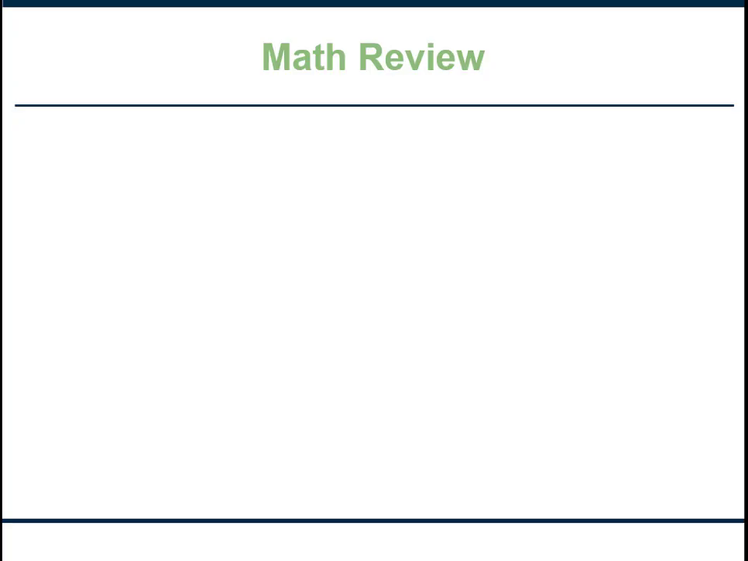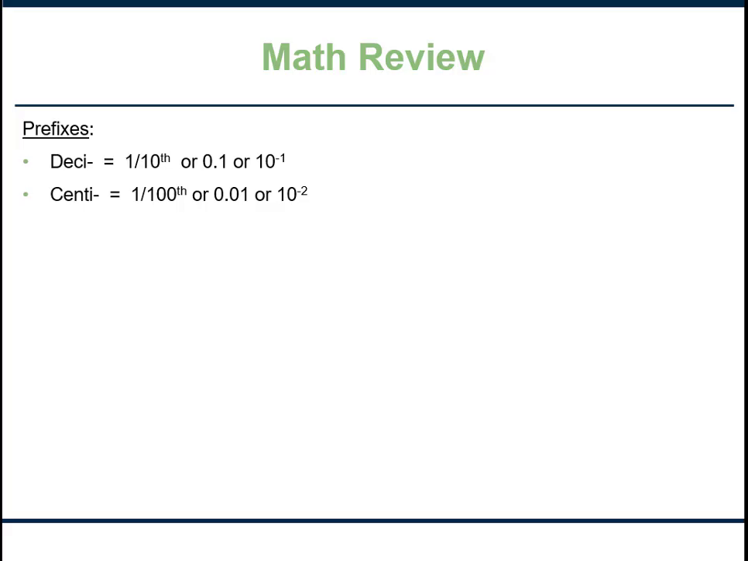The second part is a math review. So let's go ahead and do a basic math review here. So first of all, let's talk about prefixes that are commonly going to be used in this class. The first is deci. You should understand that deci means 1 to the 10th, or 0.1, or 10 to the minus 1, just depending on how you're listing it. These are all the same. Centi means 1 to the 100th, or 0.01, or 10 to the minus 2. Milli means 1 to the 1000th, or 0.001, or 10 to the minus 3.